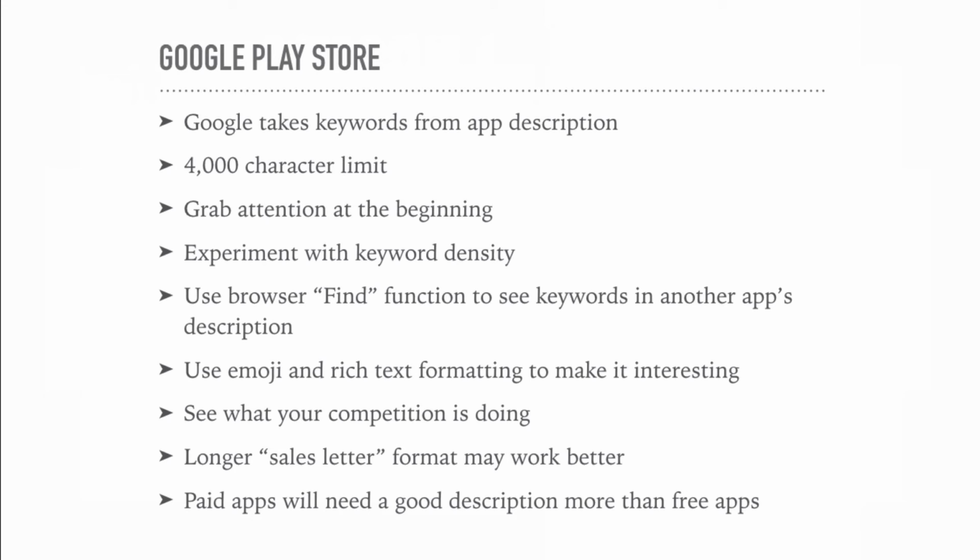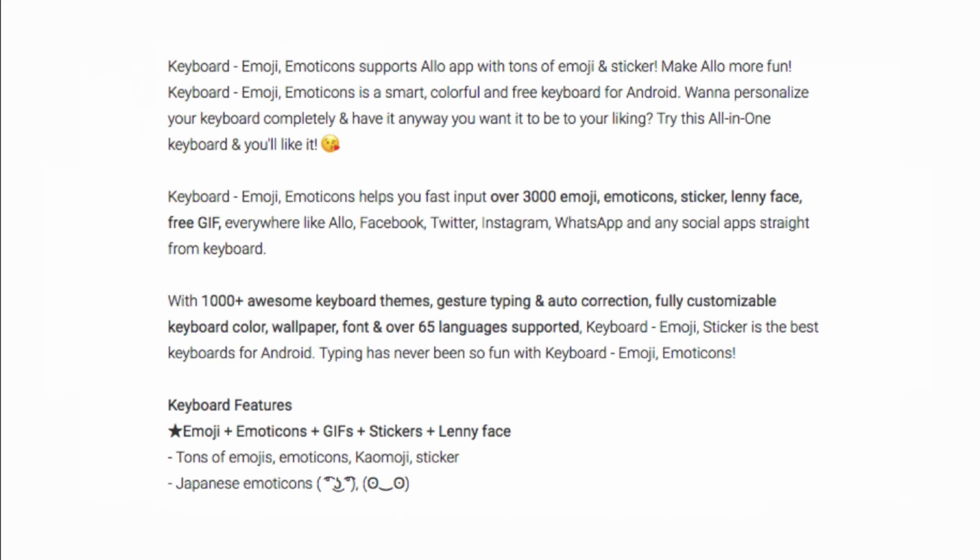And again, the longer sales letter format might work better, but experiment and see what the results are for your app. Paid apps will need a much better description than free apps. So if you have a paid app, be sure to make your description extra good. Okay, here's an example of a Play app description that has emoji and rich text formatting. As you can see, the emoji at the top blowing the heart draws attention to the fact that you will love this app. And the star at the bottom highlights some of the great features of the app.